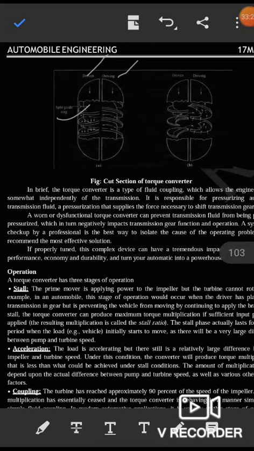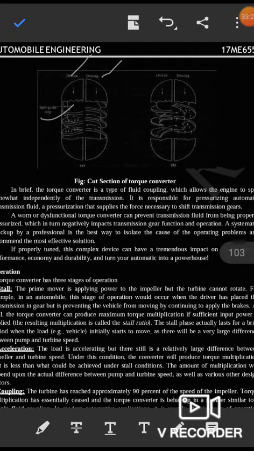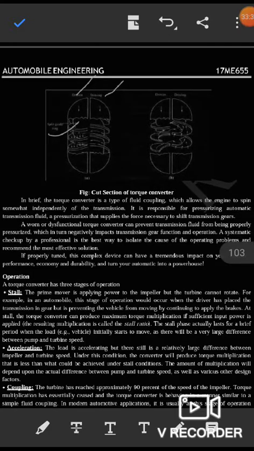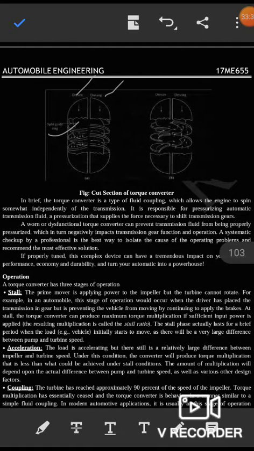In brief, the torque converter is a type of fluid coupling which allows the engine to spin somewhat independently of the transmission. It is responsible for pressurizing the automatic transmission fluid. Pressurization supplies the force necessary to shift transmission gears.